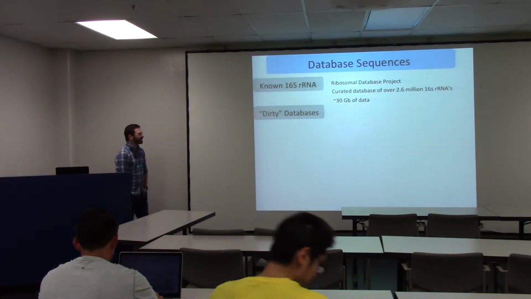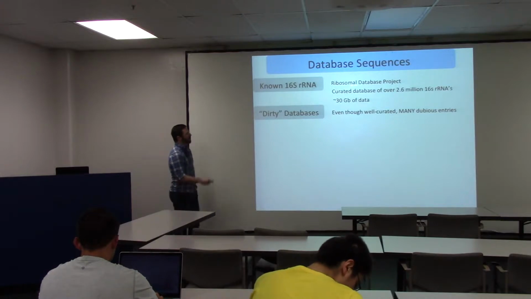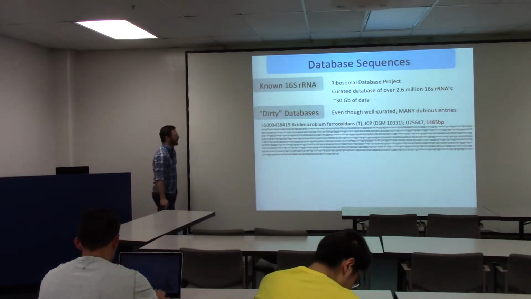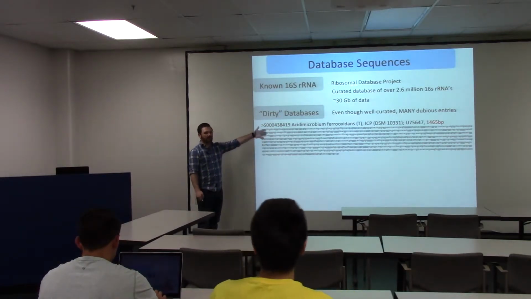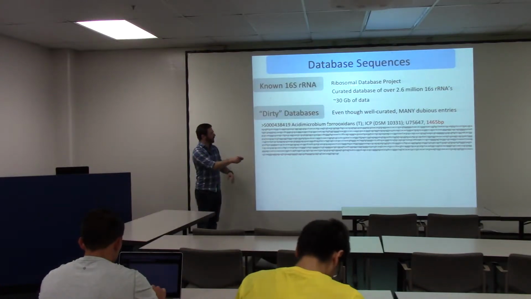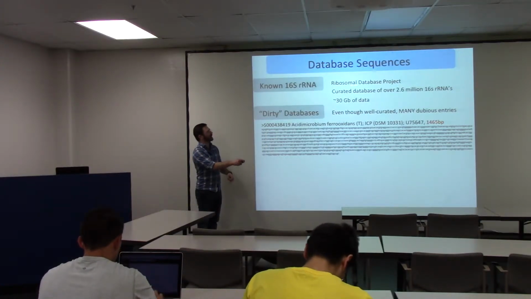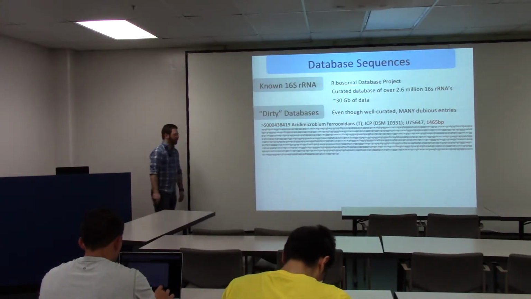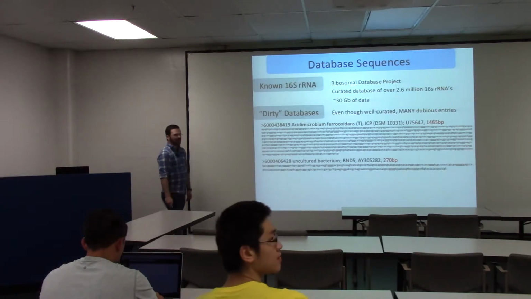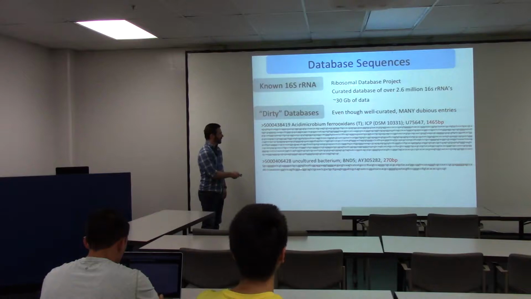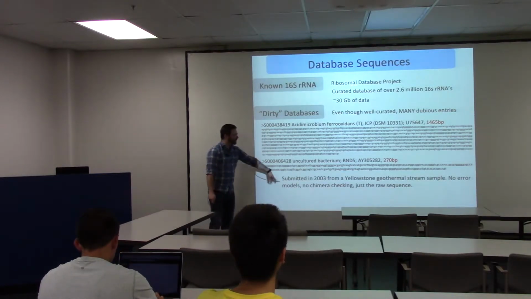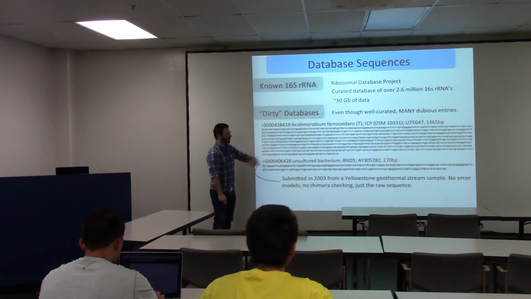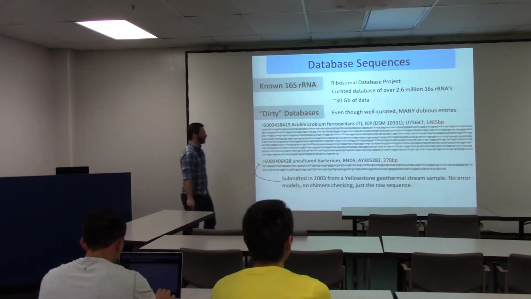But unfortunately, it's kind of a dirty database. What do I mean by that? Well, even though they try to do a really good job of curating this, there are a whole bunch of dubious entries. For instance, this is something that probably is an actual 16S rRNA for this particular organism. It's roughly the same length. They could identify which organism it belongs to. If you look at the metadata, it's been error checked, et cetera. And then you have entries that look like this. 270 base pair sequence. They don't know what organism it belongs to. They didn't do any error checking or anything like that. This is just the raw sequence from some sort of Yellowstone geothermal vent sample.